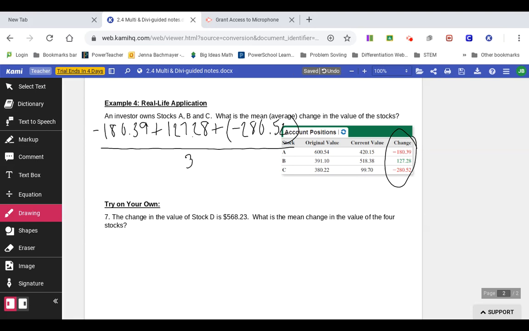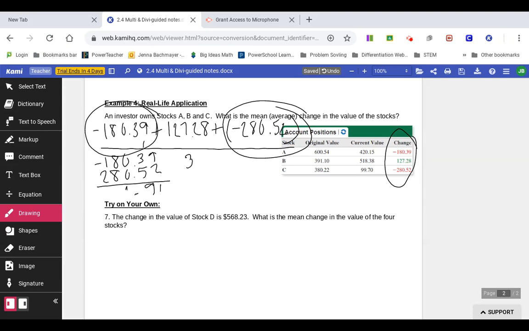I'm going to add my negatives together first. So I have negative $180.39 plus $280.52. I get 11, carry the 1. 8 plus 1 is 9. Now my 0, it's 16, carry the 1. I get 4. I get negative $460.91. Now I see I have a positive amount in here.